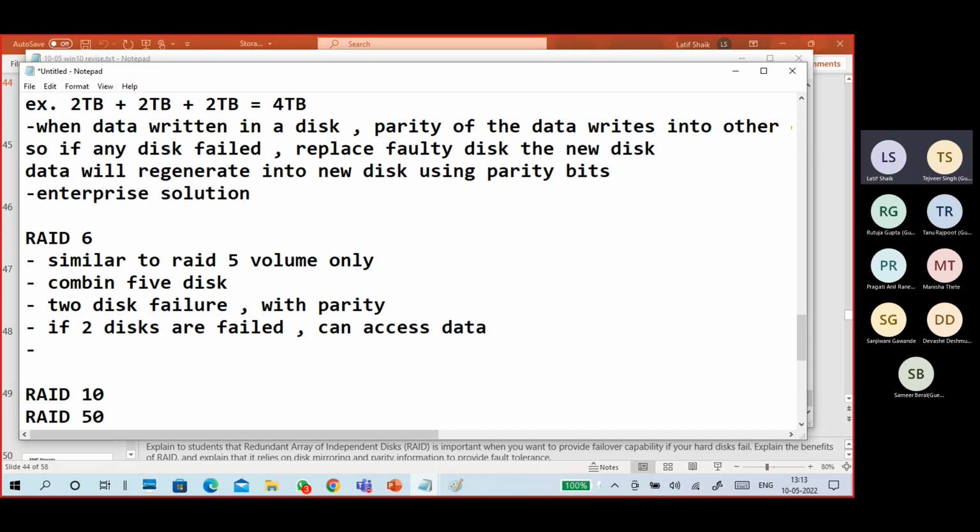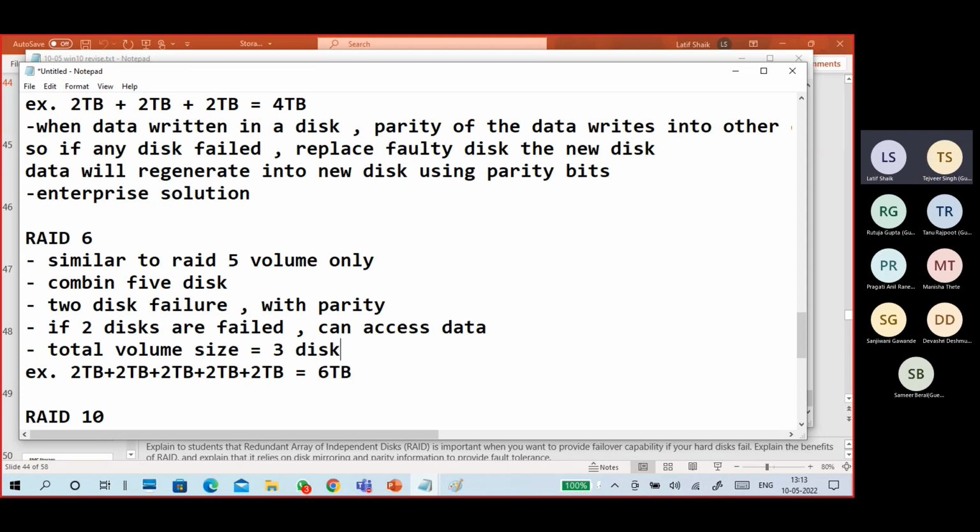Okay, so same thing, RAID 5 and RAID 6. For example, total volume size: 2 TB plus 2 TB plus 2 TB plus 2 TB plus 2 TB is equal to 10 TB. Meaning you will get a 3 disk volume size. Totally 5 we are using, and we are getting 3 disk size.